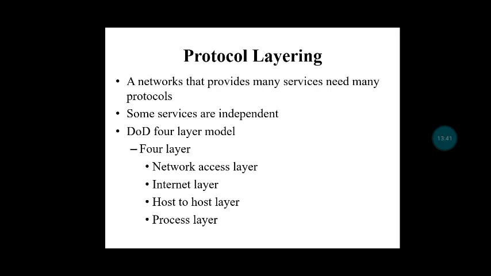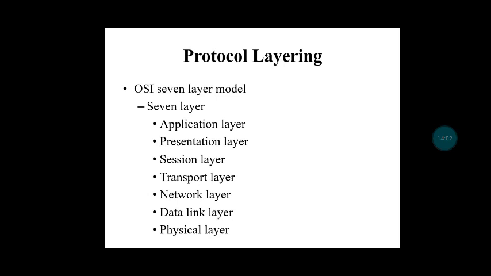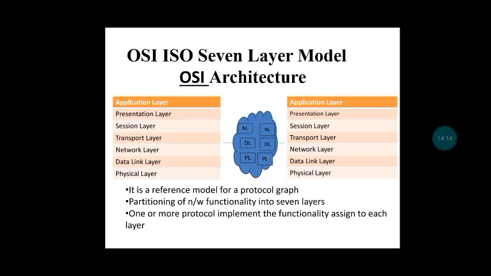Protocol layer: a network provides many services, and each needs a protocol. Some of the services are independent. The TCP/IP model is a four-layer model: network access layer, internet layer, host-to-host layer, and process layer. In the OSI model, we have several layers: application layer, presentation layer, session layer, transport layer, network layer, data link layer, and physical layer.